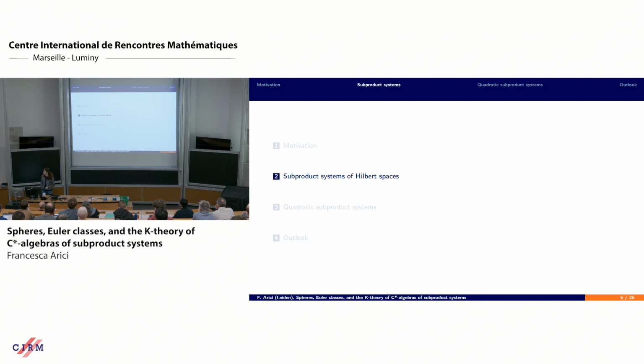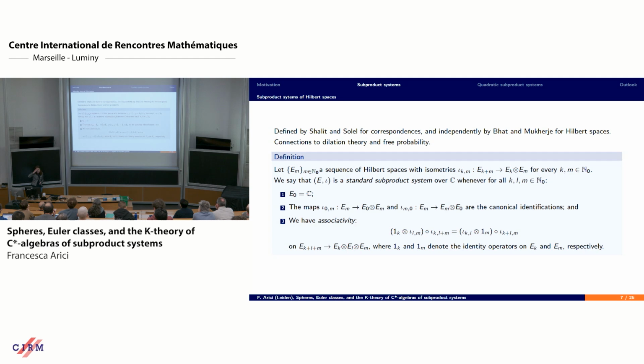So let me now introduce the subproduct systems of Hilbert spaces. These were defined in 2009 by Shalit and Solel for correspondences, actually mostly for W star, but also C star correspondences. And around the same time, independently, Bhat and Mukherjee defined them for Hilbert spaces. They have connections with dilation theory and free probability. Here I will just focus on a very specific case, which is the case of Hilbert spaces, and actually more standard subproduct systems of Hilbert spaces.